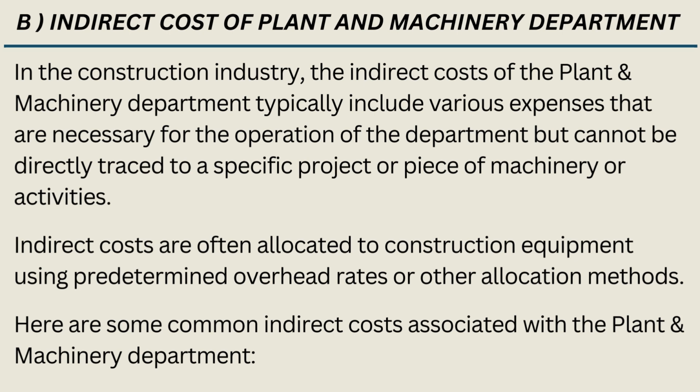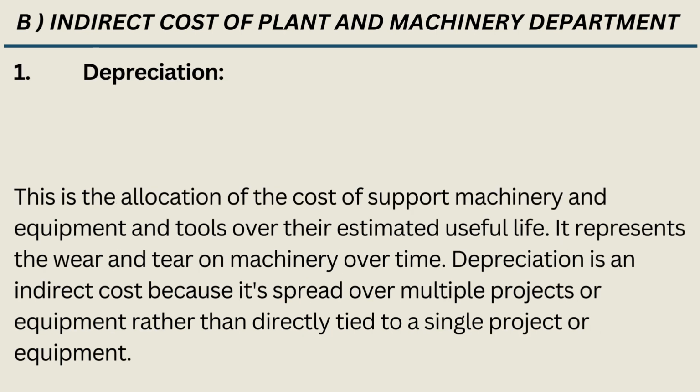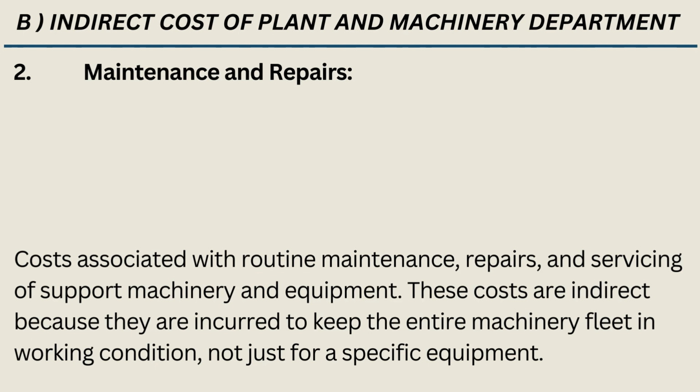Here are some common indirect costs associated with the plant and machinery department. 1. Depreciation. This is the allocation of the cost of support machinery and equipment and tools over their estimated useful life. It represents the wear and tear on machinery over time. Depreciation is an indirect cost because it's spread over multiple projects or equipment rather than directly tied to a single project or equipment.